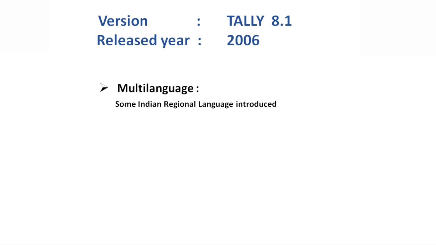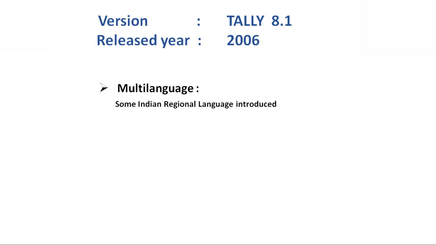Next we come with our version 8.1, which was released in 2006. In this version, Tally started supporting multiple languages, where if you want to operate Tally in Kannada, you can operate. Which means to operate Tally software, you need not learn the English language. You can change the software language to your preferred language and use it.